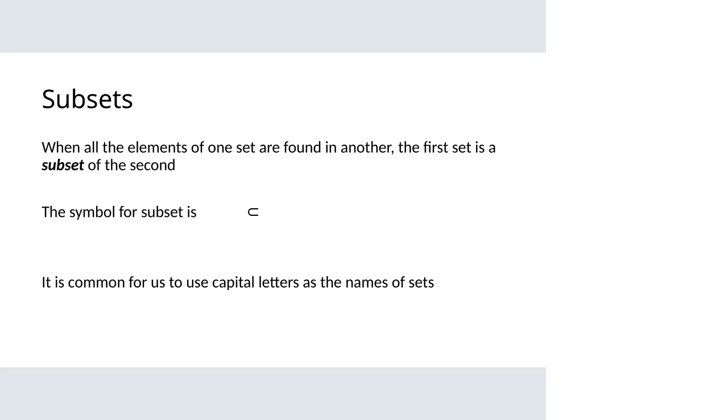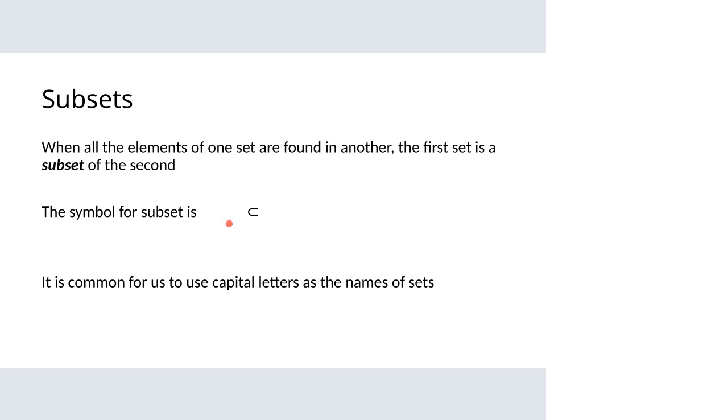Subsets. When all of the elements of one set are found in another, the first set is a subset of the second. That's a whole lot of words. So I'm going to give you an example here that will hopefully clear that up a little. It's a hard thing to put into words, but it's a really easy concept to understand, I hope.